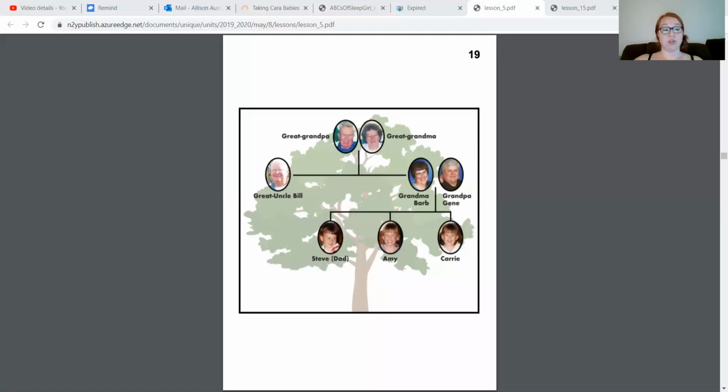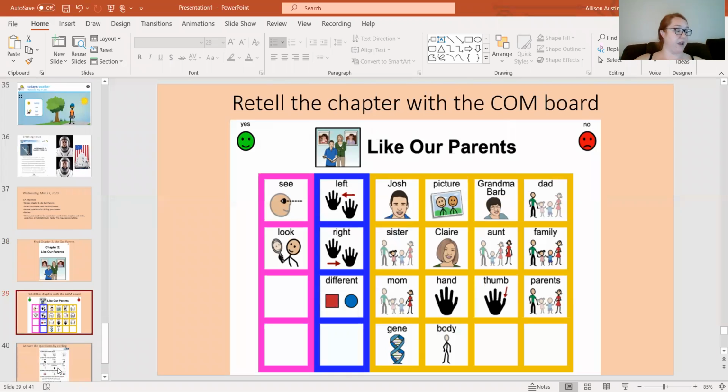All right, so the next thing we are going to do is, let me share my screen. So we just read chapter 2. Our next objective is to find the COM board, which is right after the chapter. You should just turn the page one more time, and you're going to find this page in your book. All right, let's do our review.